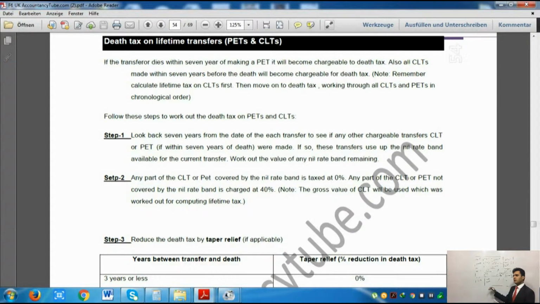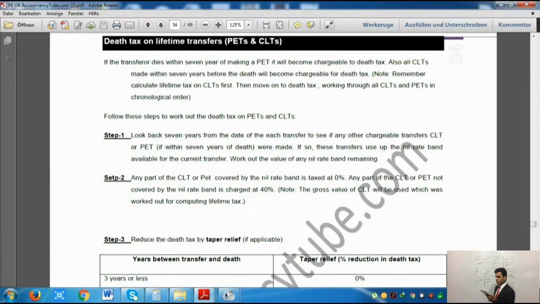So take the first CLT, then another CLT, then another CLT. There might be too many CLTs in the question, more than one. One CLT, a gift to a trust, was made in 2007, then another was made in 2009, then in 2012. So there could be many.